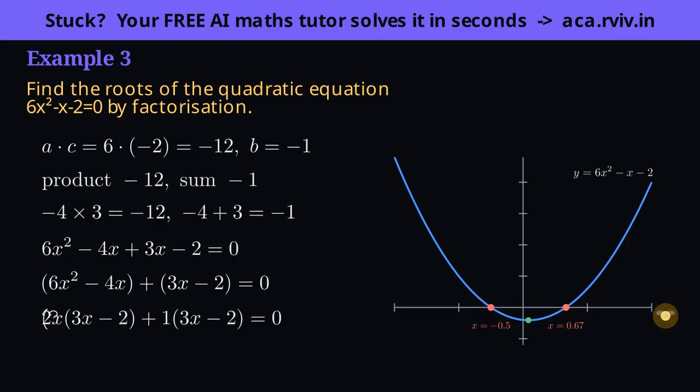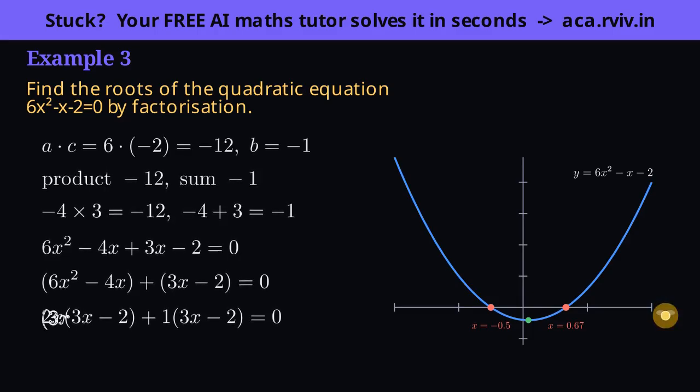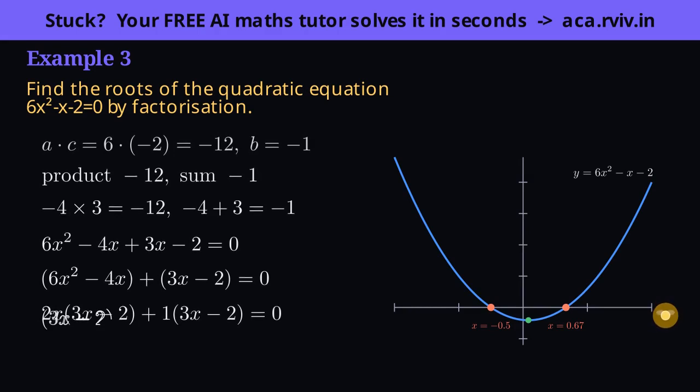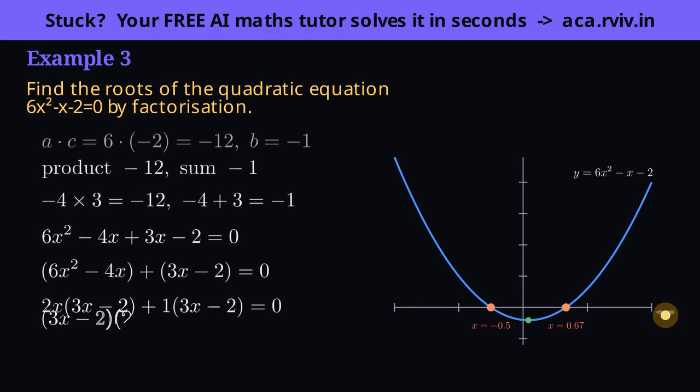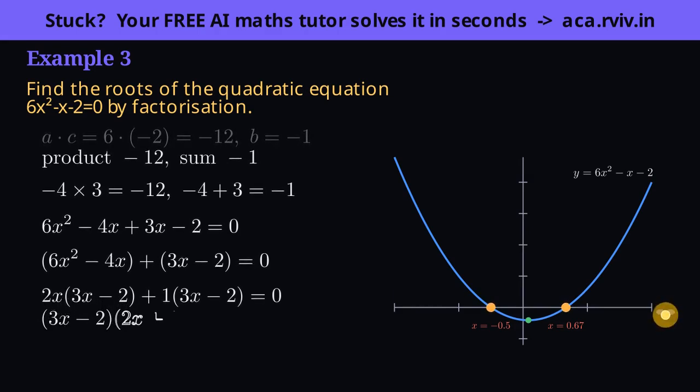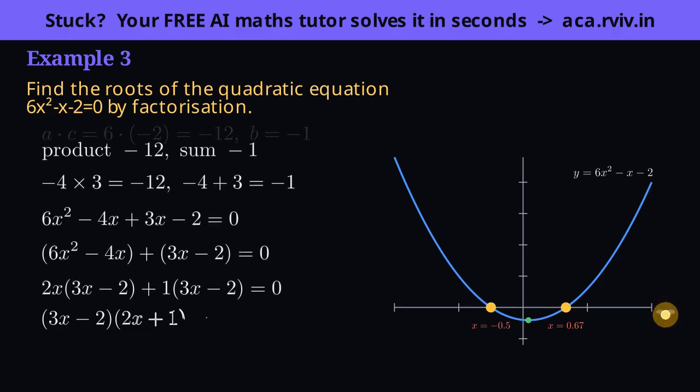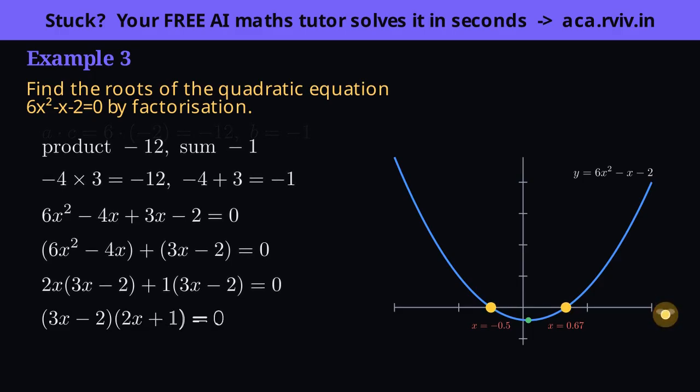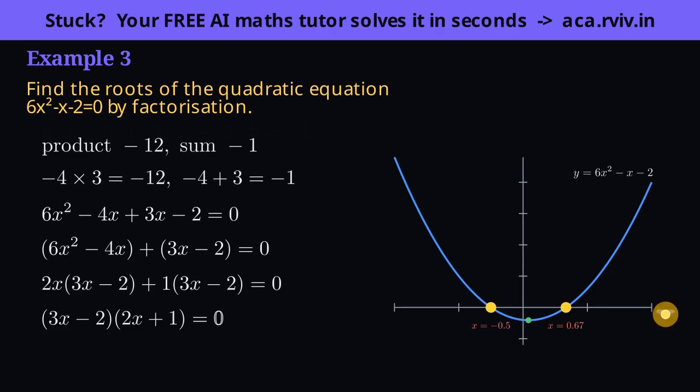Since 3x minus 2 is common to both terms, factor it out to the front, and what's left behind, 2x plus 1, becomes the second bracket. That shared bracket appearing is the signal that our two split numbers were correct.